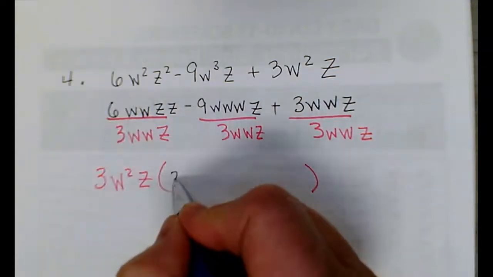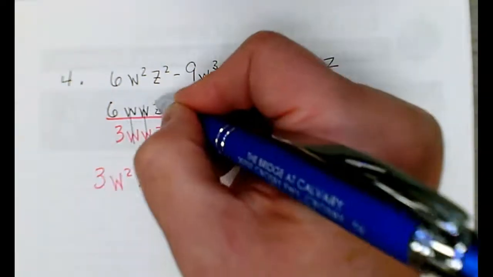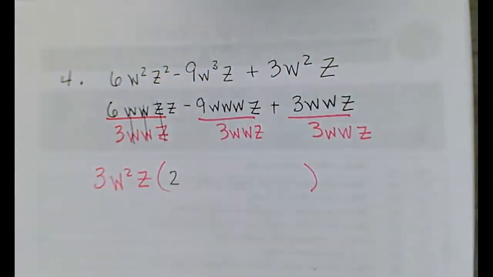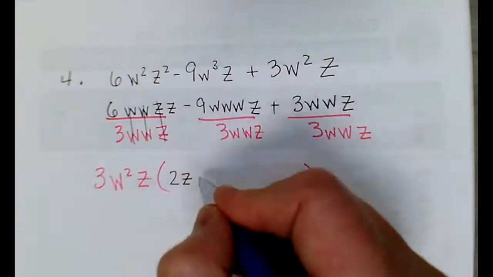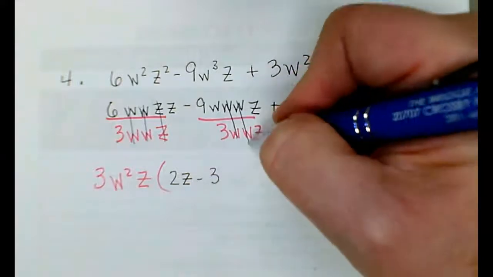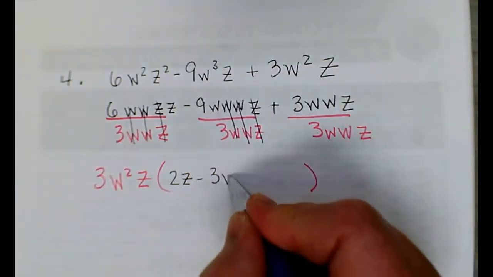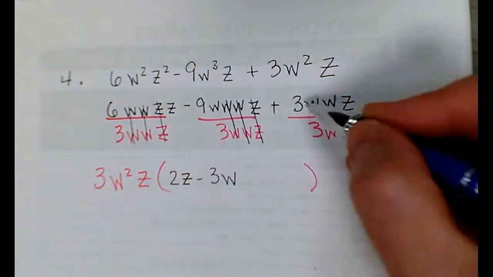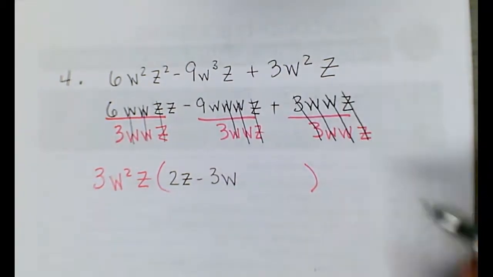3 goes into 6 2 times. Cancel, cancel, cancel. What letter is left? 3 goes into 9. Cancel, cancel, cancel. I have a w that's left. 3's cancel, w's cancel, w's cancel, z's cancel.